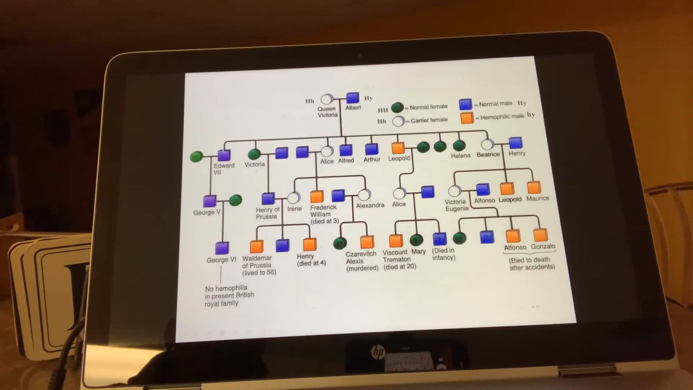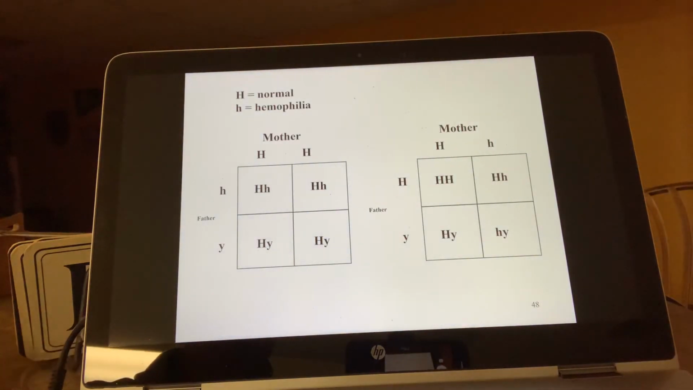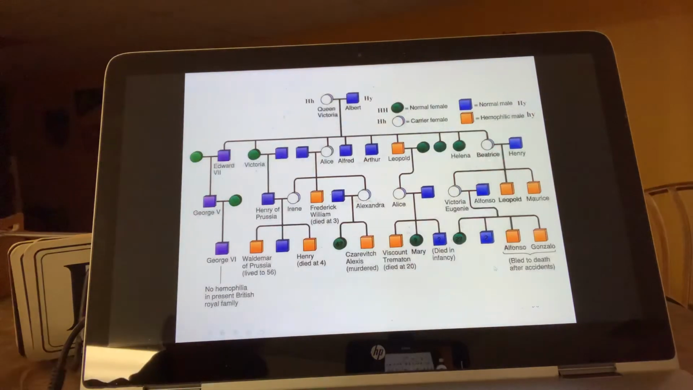Their next child was a girl, Victoria, named after her mother, the Queen, who was also normal, which means that, again, if we go back to the drawing, she got these alleles. She was genotypically normal. So this was hers, this was her older brother's. So the first 2 children did not show the disease.